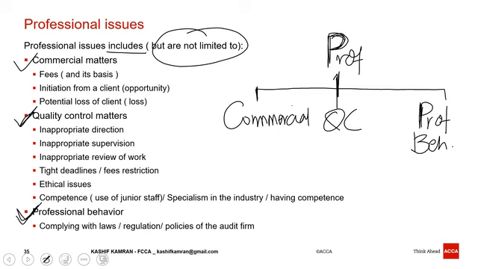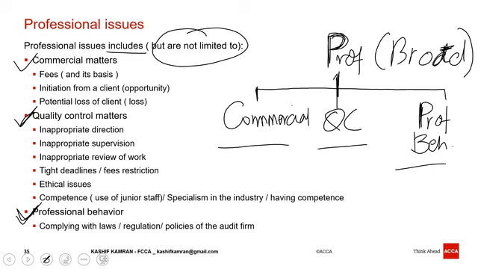Okay, let's go one by one. Professional issues, right, are broad, and as per the flow chart, can include 1, 2, 3. Commercial: fees, obviously that's one of the objectives of an audit firm, right? If you're offering a service, the very first thing that will strike your mind is how much fees will I get? If you're accepting a new client, the very first thing which will strike your mind is how much fees will I get? That is one of the core objectives of an audit firm.